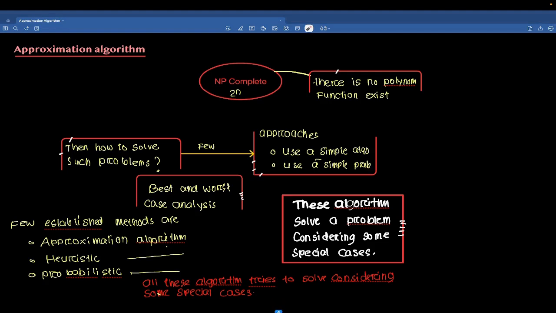Based on that, there are three methods adopted for dealing with NP-complete problems. The first one is called the approximation algorithm, the second is the heuristic algorithm, and the third is the probabilistic algorithm. These methods mainly focus on analyzing the best case and worst case scenarios, and sometimes on relaxing the restrictions imposed on the problem. It gives a solution which is very close to the optimal solution. However, the solution provided by this kind of algorithm is not optimum, rather it is called suboptimum.